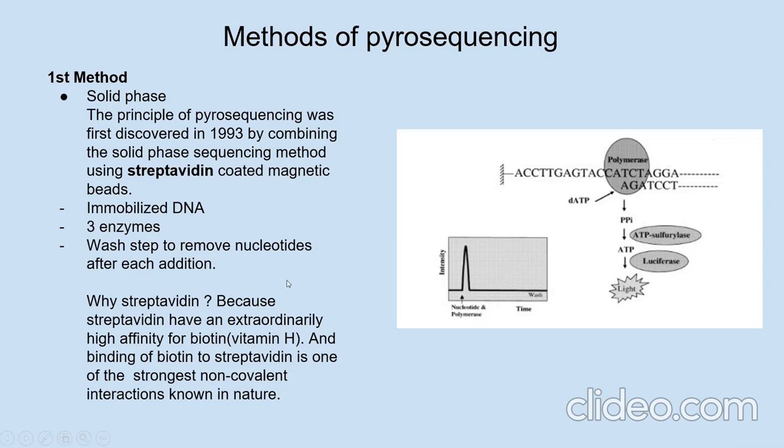So here the question arises: why streptavidin? Because streptavidin has an extraordinarily high affinity for biotin, which is also known as vitamin H, and the binding of biotin to streptavidin is one of the strongest non-covalent interactions known in nature.